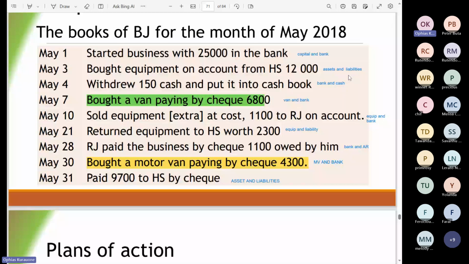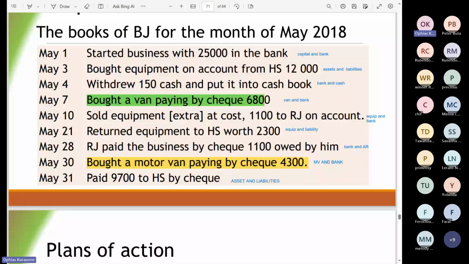For the equipment case, there was no cash transaction, so we leave it. The 21 retained is not affecting the bank. RJ paid business by check. So RJ is now paying us, so we receive it. Then we debit the bank account. Motor vehicle paid by check, it means we're supposed to credit the credit side. Then paid 9,700 to HS by check. So it's check, and we post it on the credit side again, because they are paying. If you are paying, post it on the credit side.